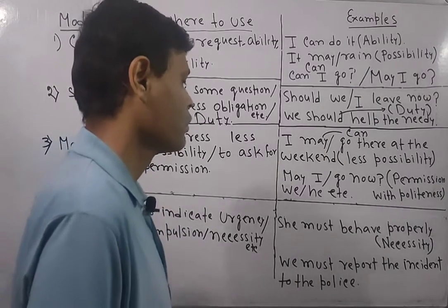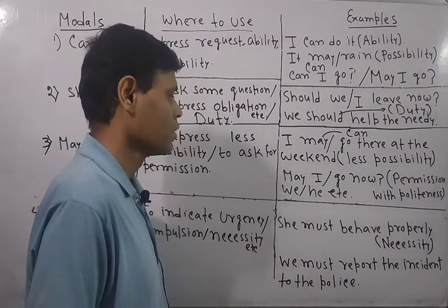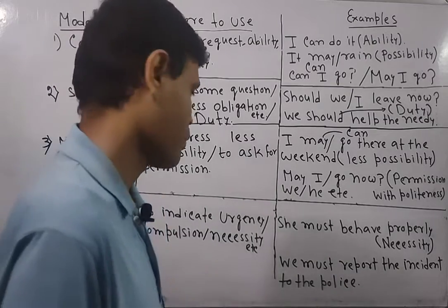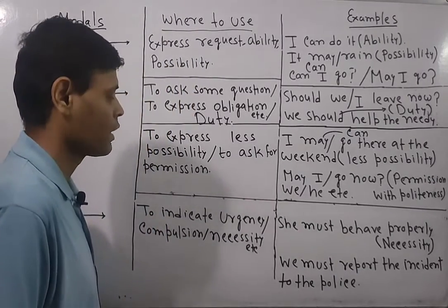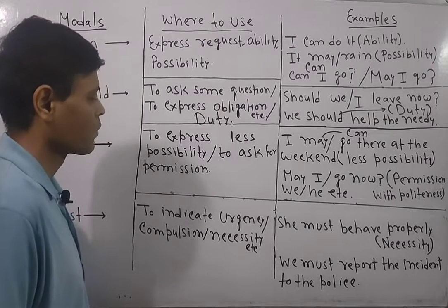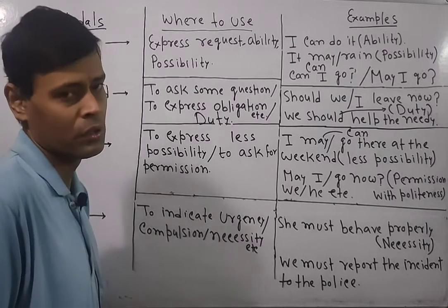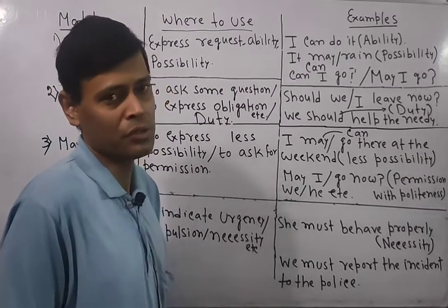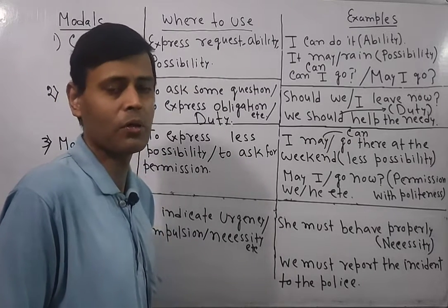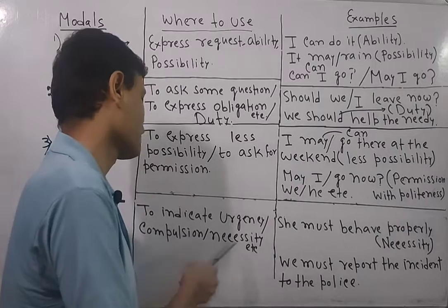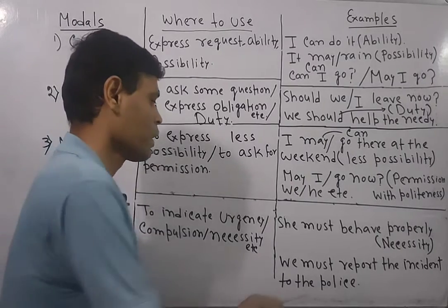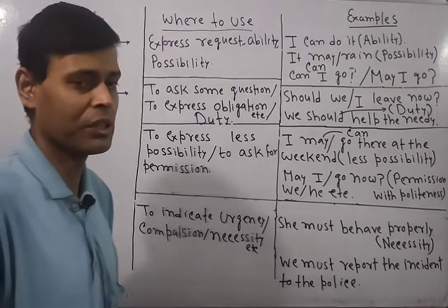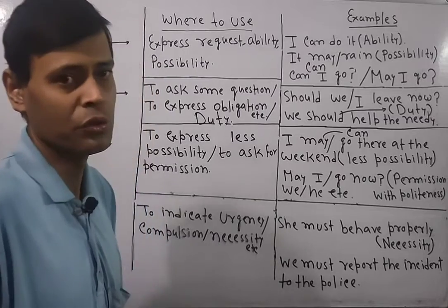Whenever you are going to use the sense of necessity, you need to place the modal auxiliary verb must. Now go next. We must report the incident to the police. It is all about urgency and compulsion. That means whether we want it or not, we must do it. Whenever you talk about urgency, we must report the incident to the police. So in case of urgency or necessity or compulsion, we can easily use must.